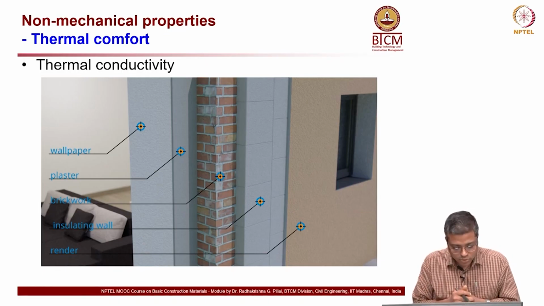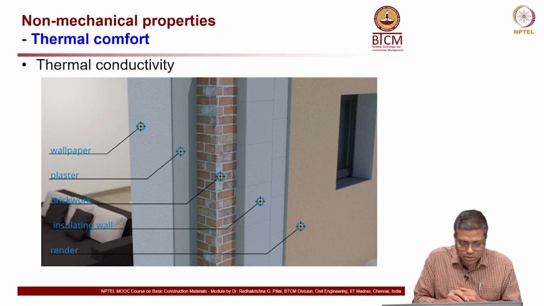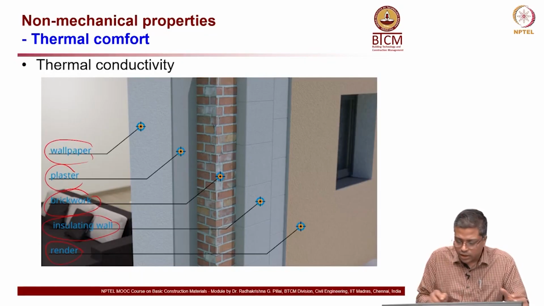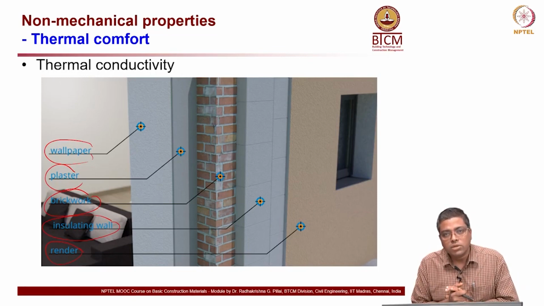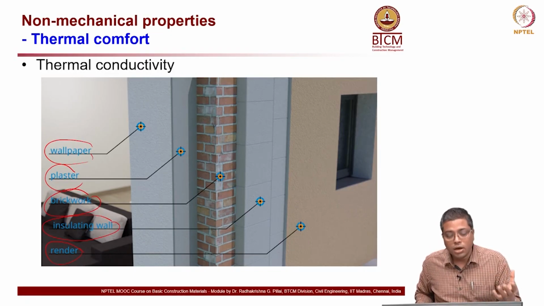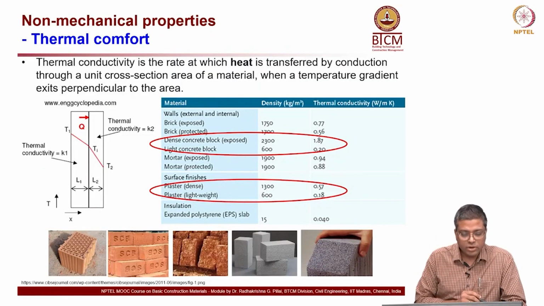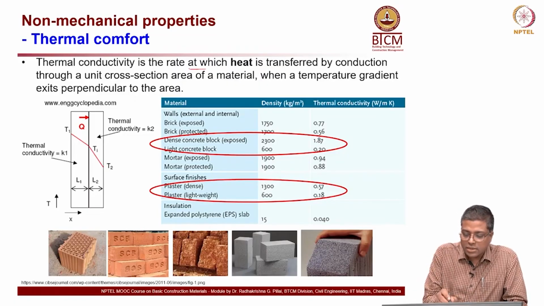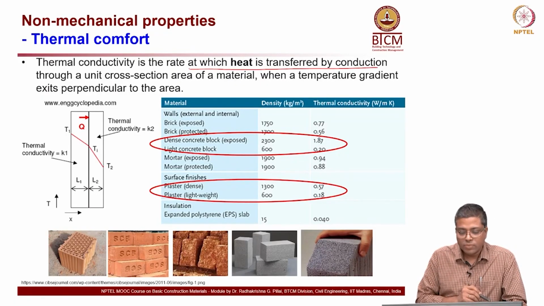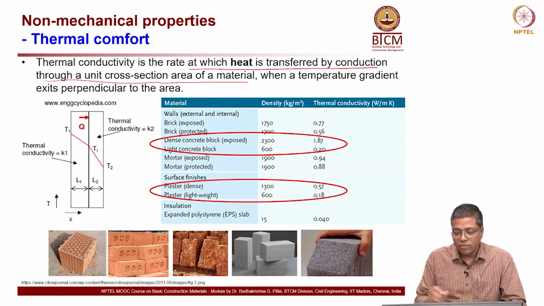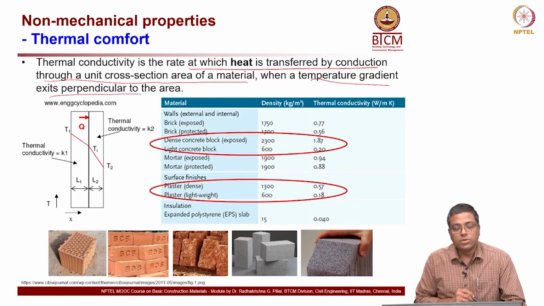Here is an example photograph from the internet which shows various elements: wallpaper, plaster, brickwork, insulating wall, rendering. These are different components of a wall, and they all can play a role in making the house or the building thermally comfortable. Now look at the thermal comfort. Thermal conductivity is the rate at which heat is transferred by conduction through a unit cross-sectional area of the material when a temperature gradient exists perpendicular to the area.